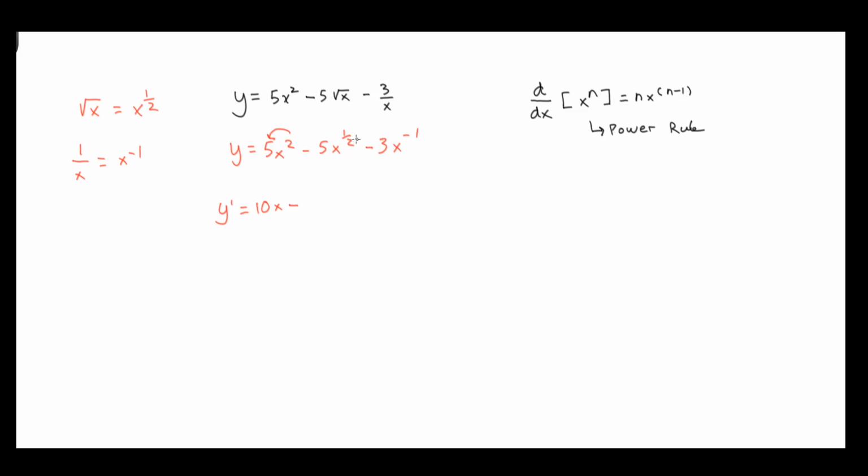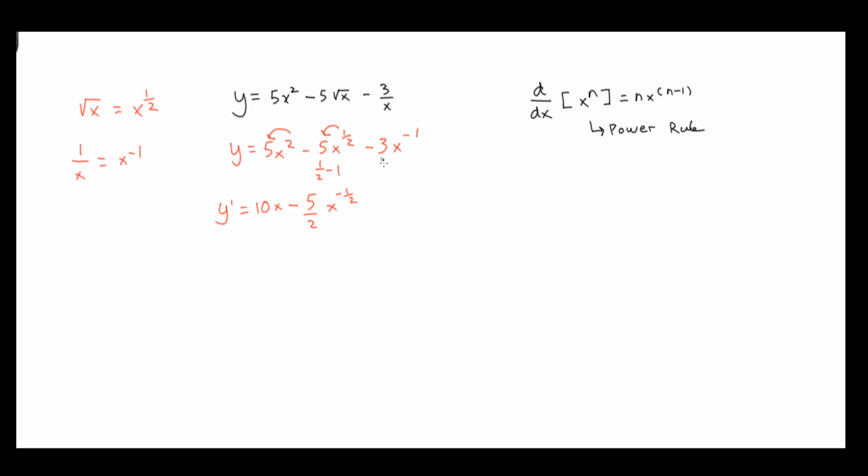So for here, our n value is going to be 1 over 2. And we're going to go ahead and multiply our leading coefficient by 1 over 2, which gives us 5 over 2. And then our n minus 1 value, so that'll be 1/2 minus 1, and that just gives us a negative 1 over 2.